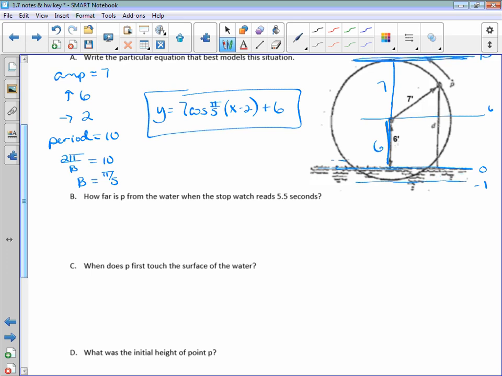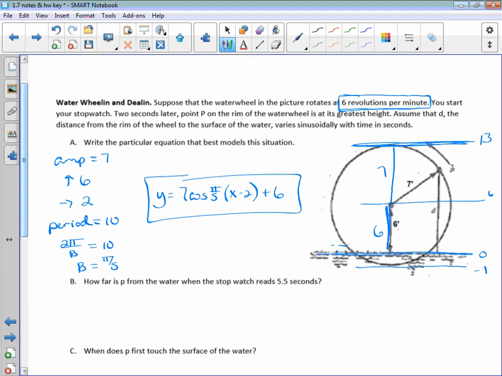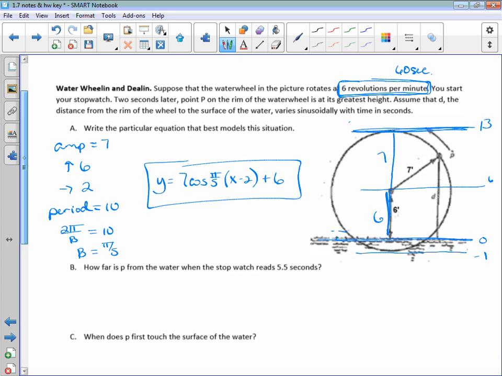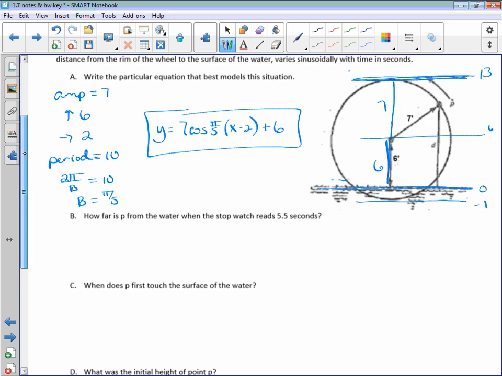Okay. So it's 6 revolutions per minute. There's 60 seconds in a minute, right? So if I can do 6 of them in 60 seconds, how long does it take to do 1? Is that all you need? Yeah. Okay. All right, guys, try to fill in B, C, and D for me.